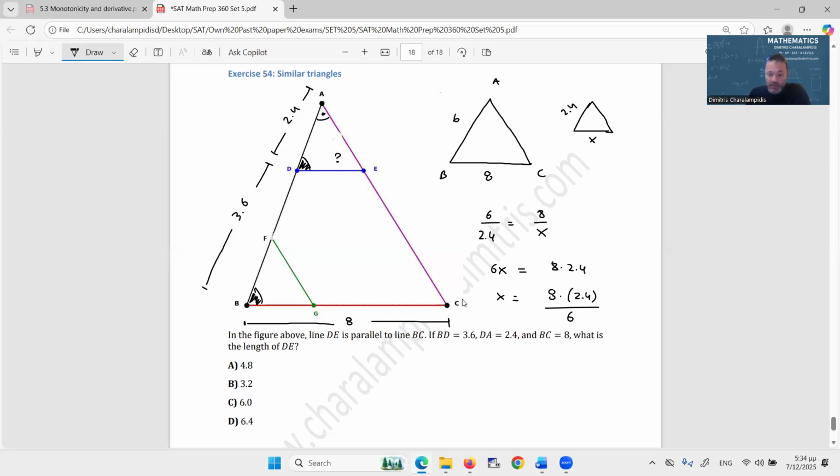Let me use my calculator for that. 8 times 2.4 and all that over 6, the answer is 3.2, which makes B the right choice for this exercise.